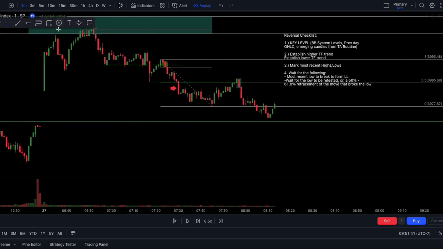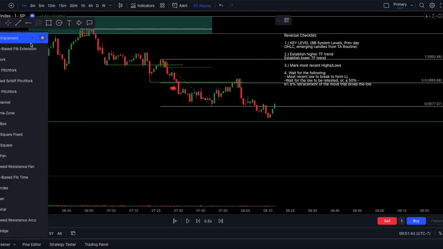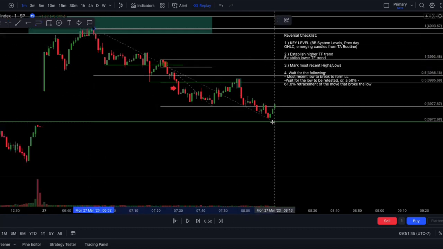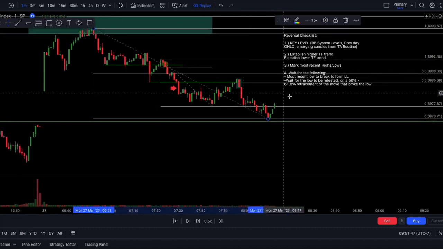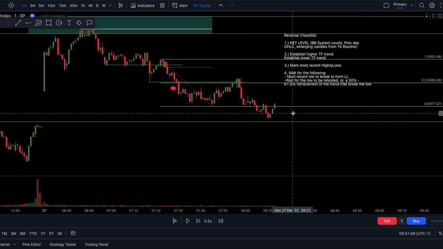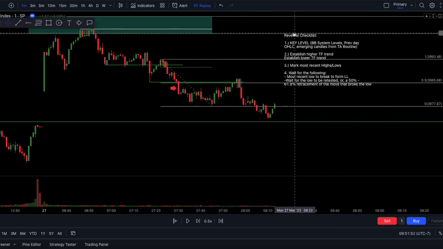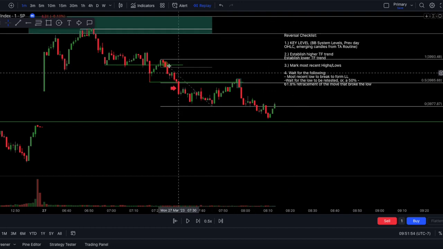We can see if maybe we're going to get a retest of 50% of this entire move. But yeah, that's just mainly what I wanted to go over, this checklist of what to look for with this setup.